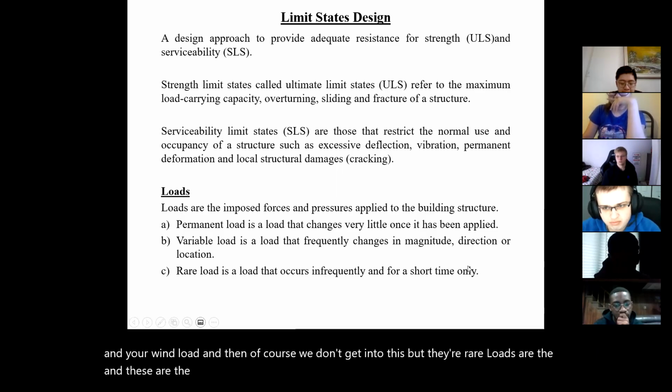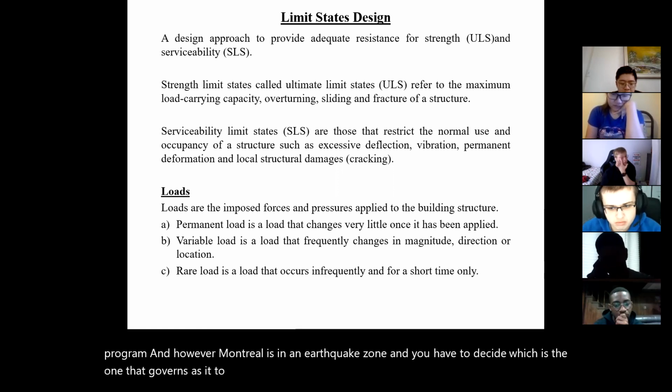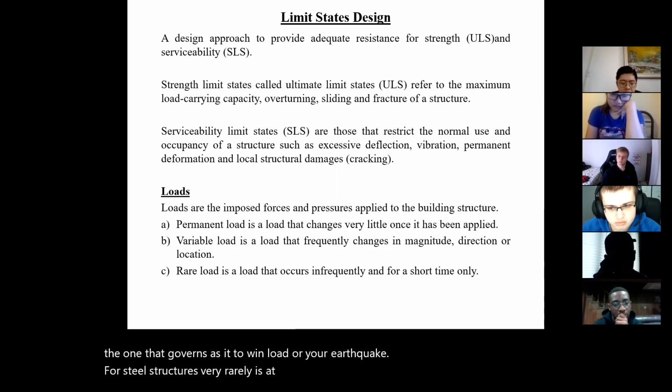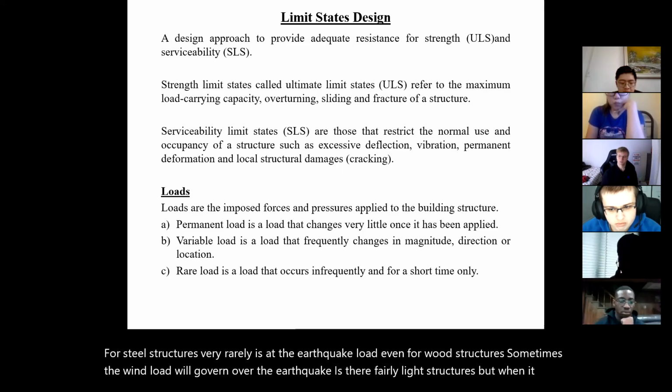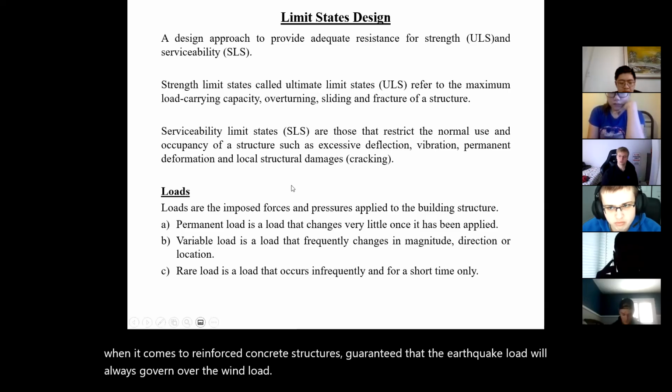That is, of course, beyond the scope of this program. However, Montreal is in an earthquake zone, and you have to decide which one governs, the wind load or the earthquake. For steel structures, very rarely is it the earthquake load, even for wood structures. Sometimes the wind load will govern over the earthquake. When it comes to reinforced concrete structures, it is guaranteed that the earthquake load will always govern over the wind. So those are the loads.